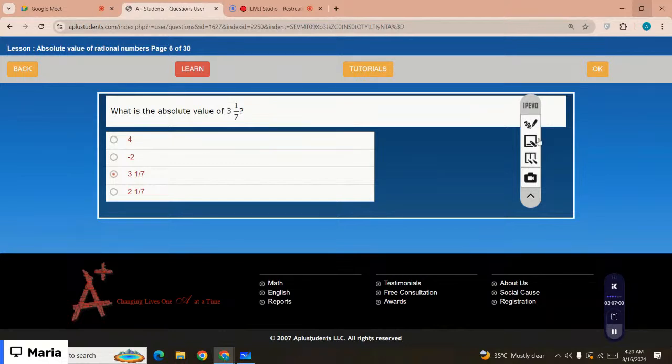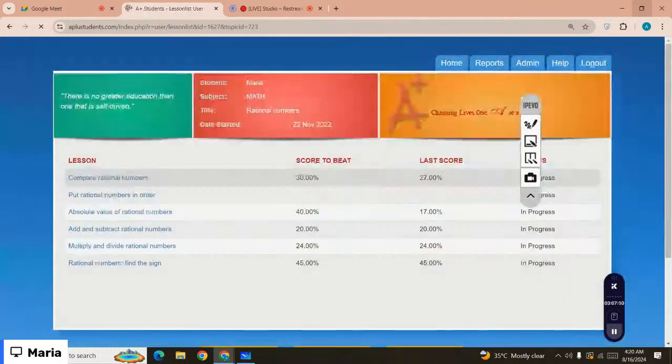Okay, you can complete the lesson by yourself later today. Let me move to the next lesson. The next lesson is add and subtract rational numbers. Let's just start with the lesson.